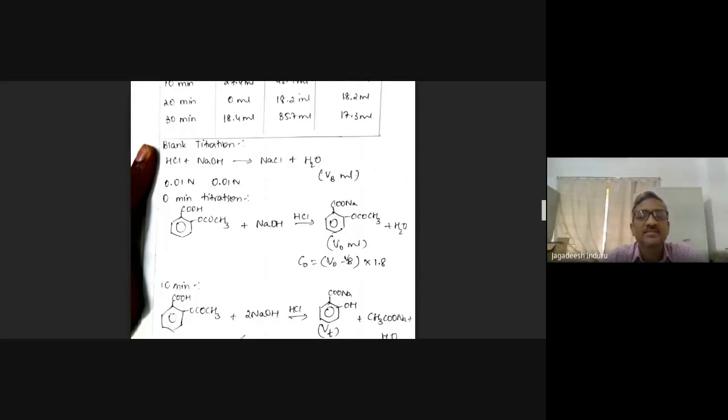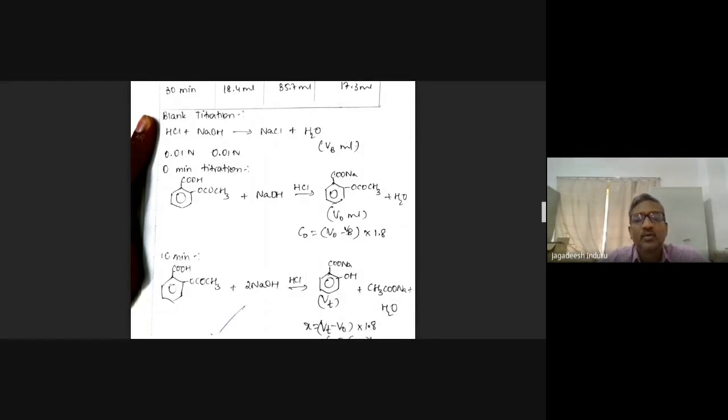At 0 minute, we are going to add sodium hydroxide and titrate with it. So we are adding NaOH in the presence of HCl. It is consuming whatever the HCl is present and the COOH carboxylic group. So this one will be consumed. That means at the 0 point, C0 is the initial concentration of your aspirin, C0 is equal to V0 minus VB into 1.8. This is the initial concentration of the aspirin.